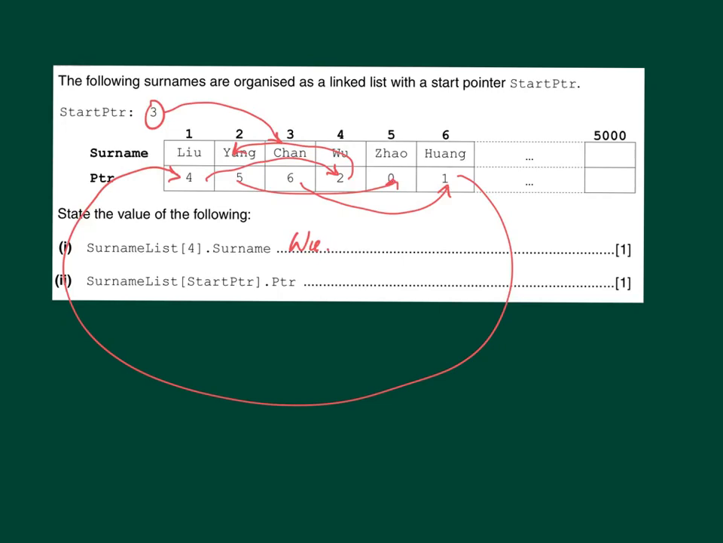So we don't traverse it in the same way as a one-dimensional array, sequentially from left to right. We follow the pointers. So if we look at the second question here, it's only worth 1 mark. But if we had to state the value of surname list start pointer dot pointer, it would be 6.